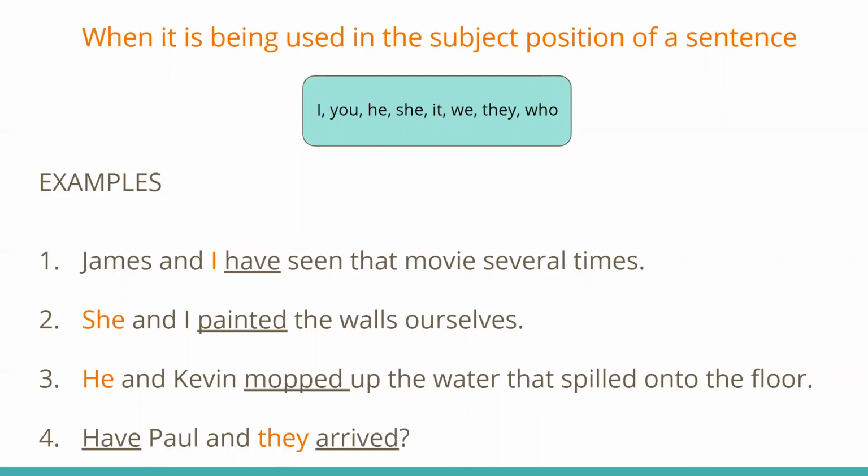She and I painted the walls ourselves. Who painted the walls? She and I, subject position. He and Kevin mopped up the water that spilled onto the floor. Who mopped up the water? He and Kevin. He is being used in the subject position. Have Paul and they arrived? Have who arrived? Paul and they, subject position.